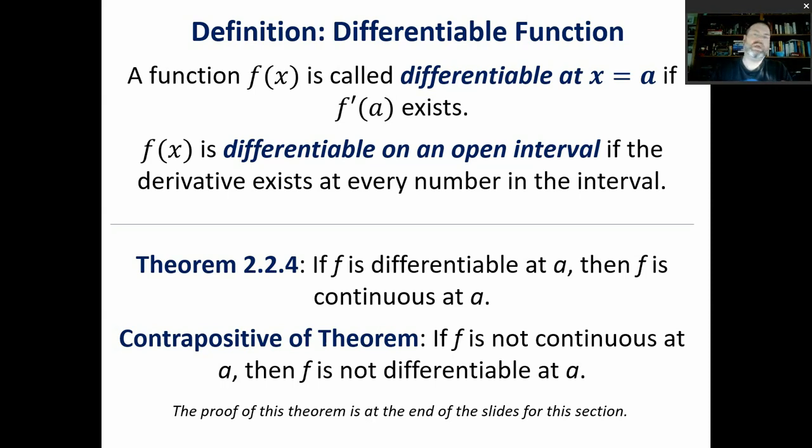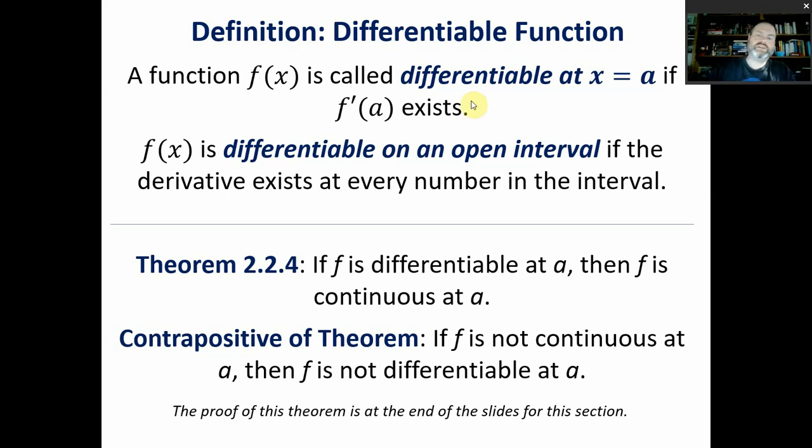We've already talked about why that would be true, right? You can't have a slope of a tangent line at a point if that point is not in the domain of the function. It wouldn't make sense. But it turns out we actually can prove that this is true, and this is very powerful, and we're going to use it a lot.